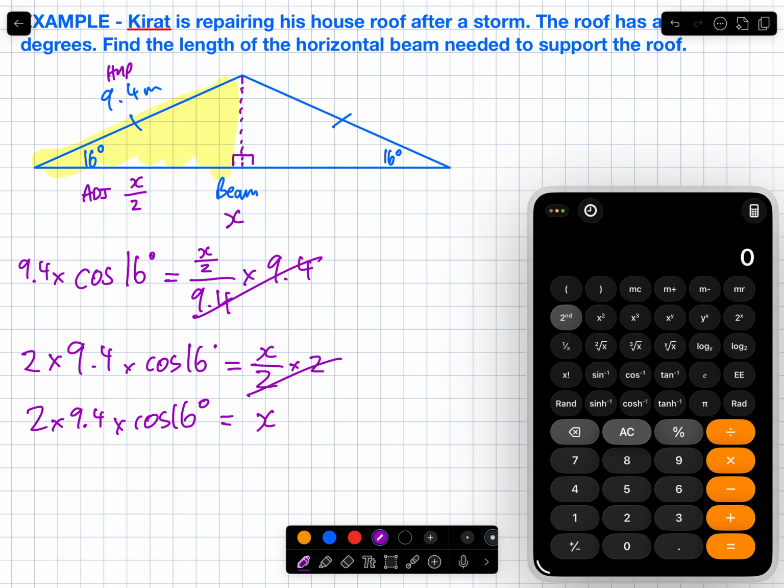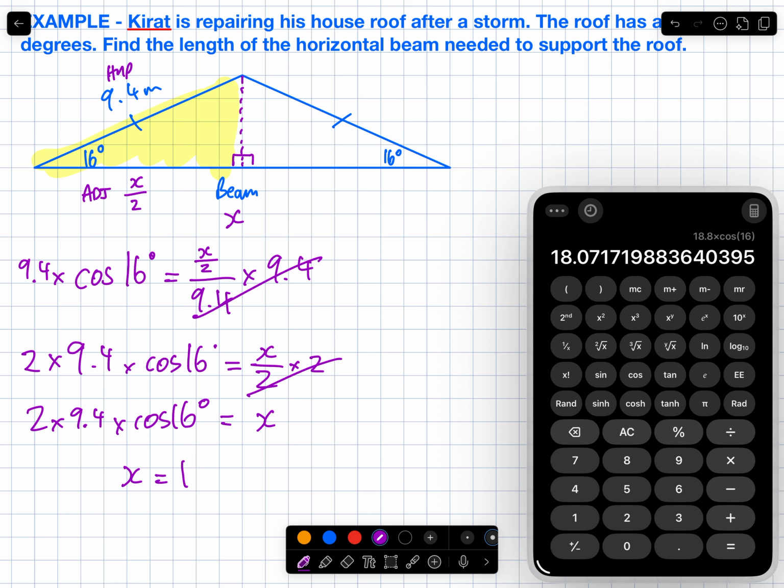Make sure it's in degrees mode. So tan, not tan negative 1, just tan. Tan 45 is 1, so it's in degrees mode. So I'm going to go 2 times 9.4, times that by cos 16, end the brackets. x is 18.07 meters rounded to 2 decimal places.